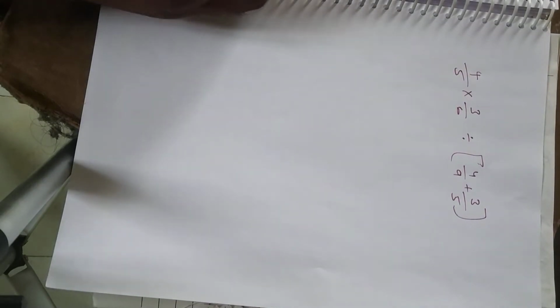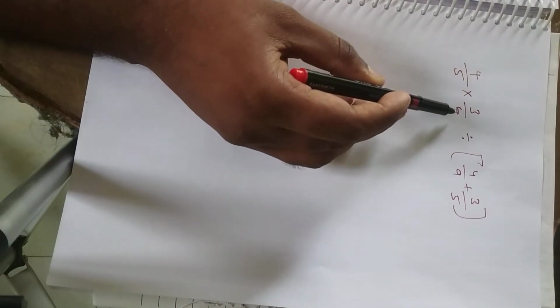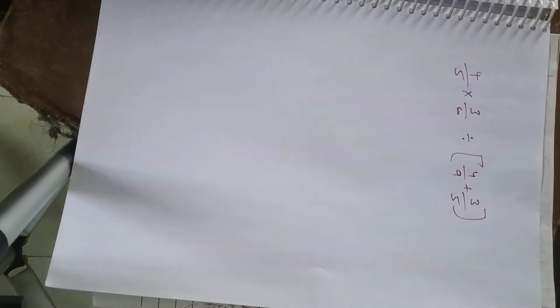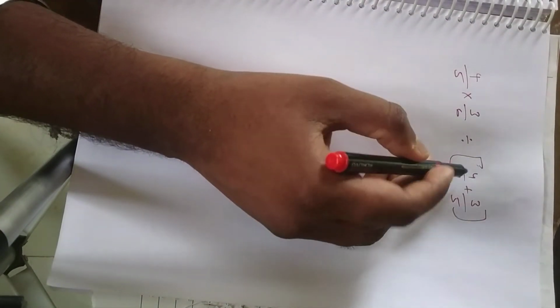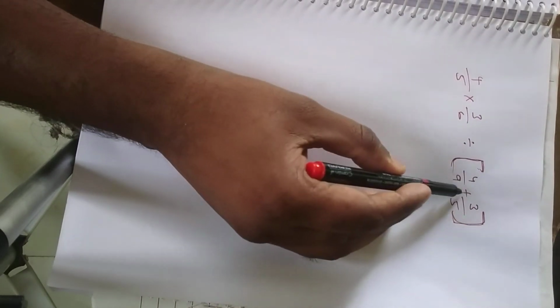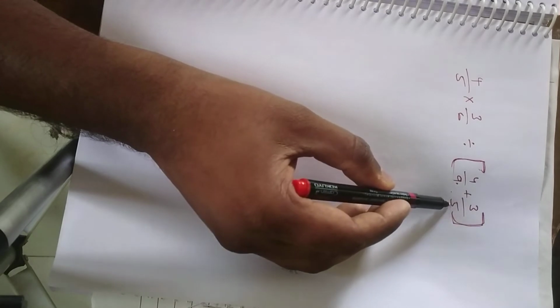Last question we are solving. 4 by 5 into 3 by 6 divided by bracket 4 by 9 plus 3 by 5. According to the BODMAS principle, we have to first take care of brackets. So what is under brackets? 4 by 9 plus 3 by 5.